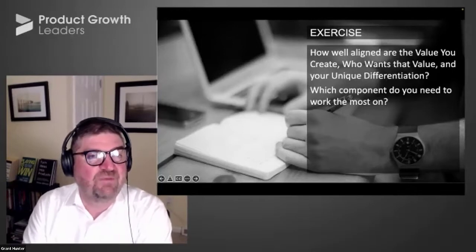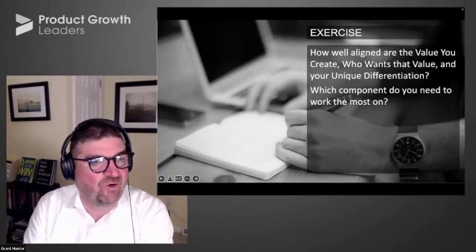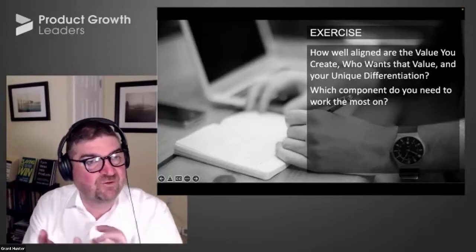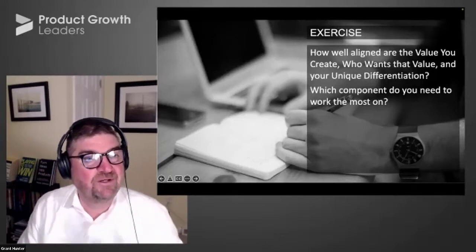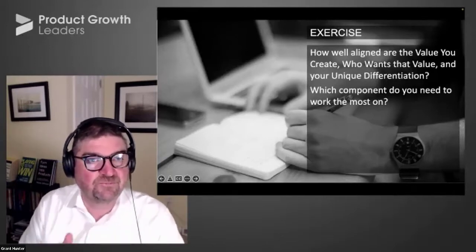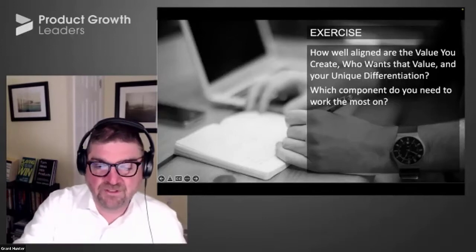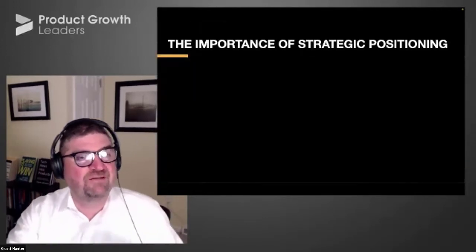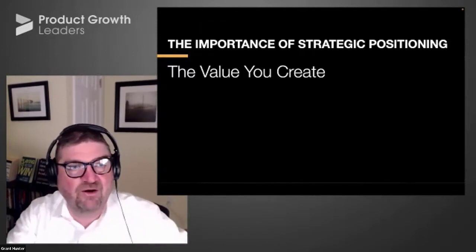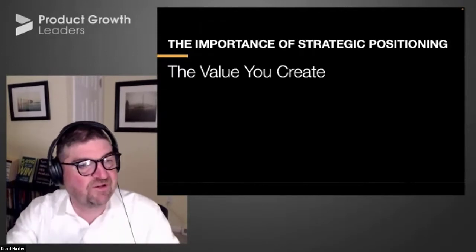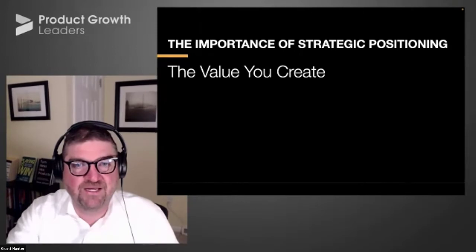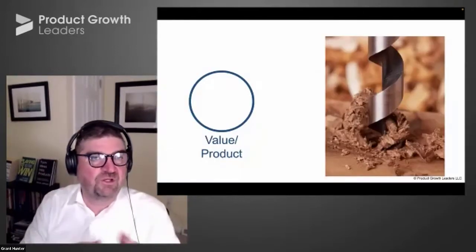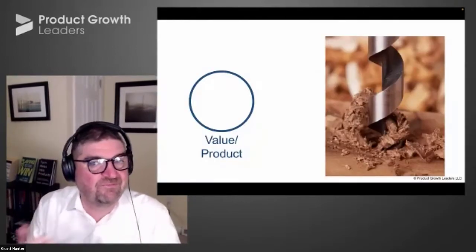And you may have the same product going after multiple personas or segments, and you may have to tweak that positioning and value prop based on that. So awesome. Well, with that said, let's get back to what we were talking about, and more specifically the value prop and the value you create. And so, we're going to cut to the point on value.